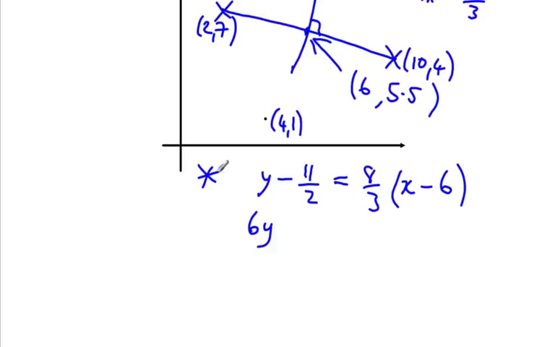Y minus 11 over 2. So I'm going to times everything by 6. That means this becomes 33. This becomes 16, x minus 6. I've just multiplied it by 6 just to get rid of the denominators, because it's the lowest common multiple of the 2 and the 3. If I multiply that by 6, then the 6 cancels with the 2 and turns into a 3. 3 lots of 11 is 33.